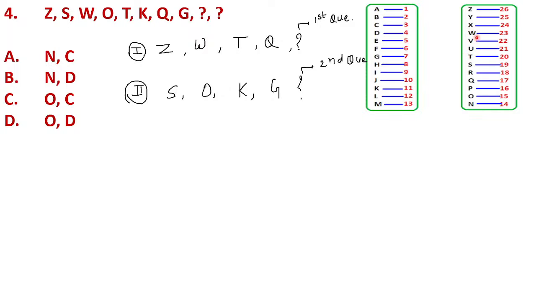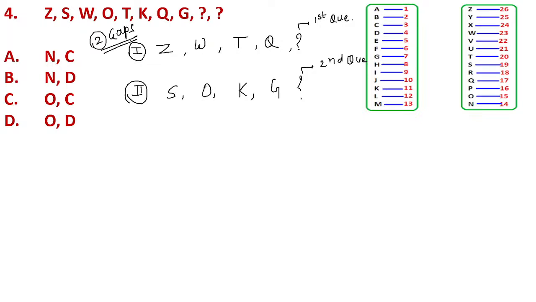there is a gap of how many letters again? A gap of two letters, that is V and U. Later on, between T and Q as well, there is a gap of two letters. One is S and the other one is R. So in the first pattern of the alphabetical series, the logic of two gaps will be applied.